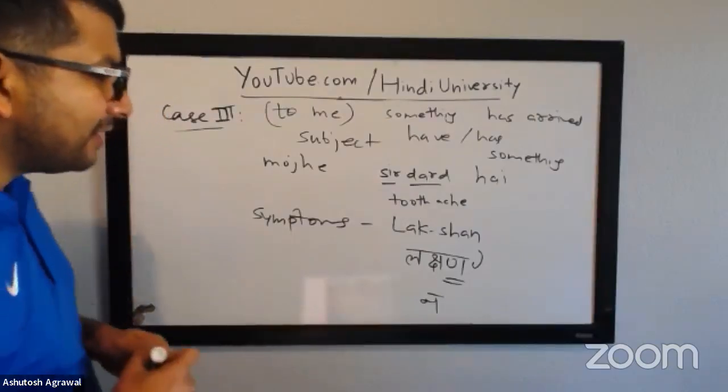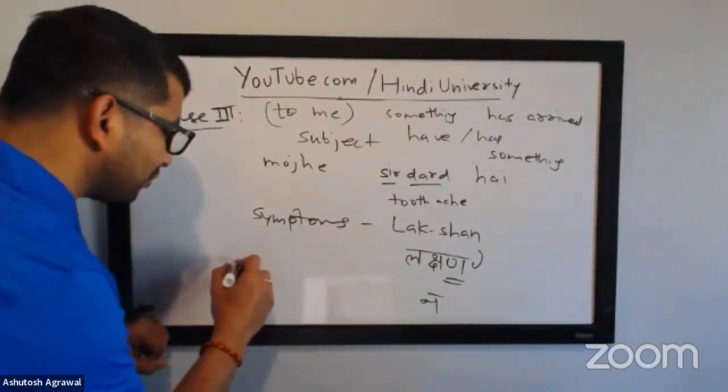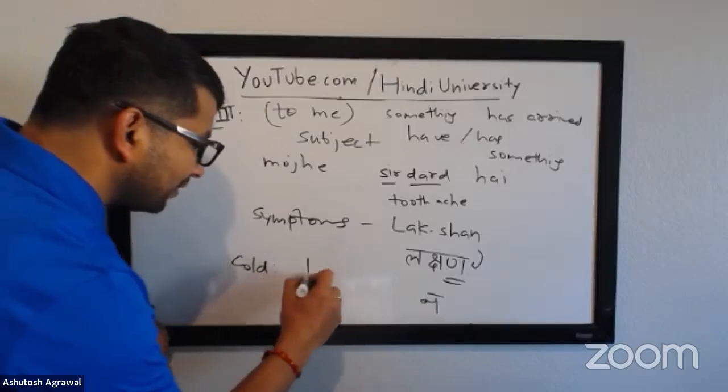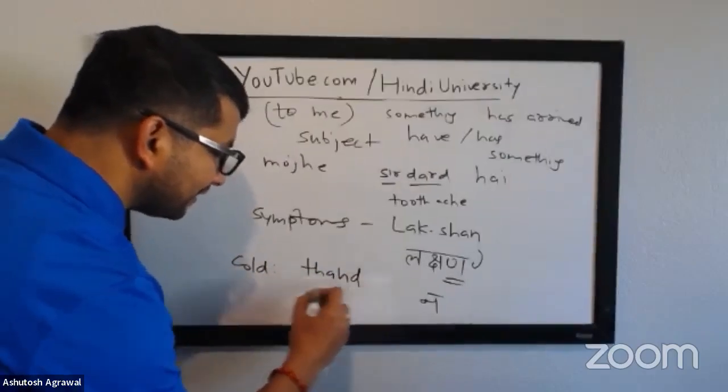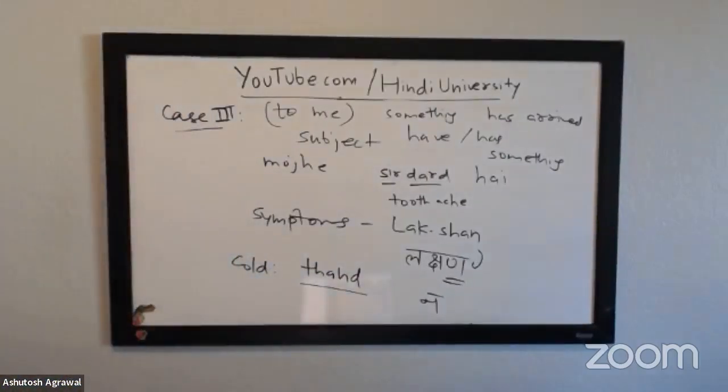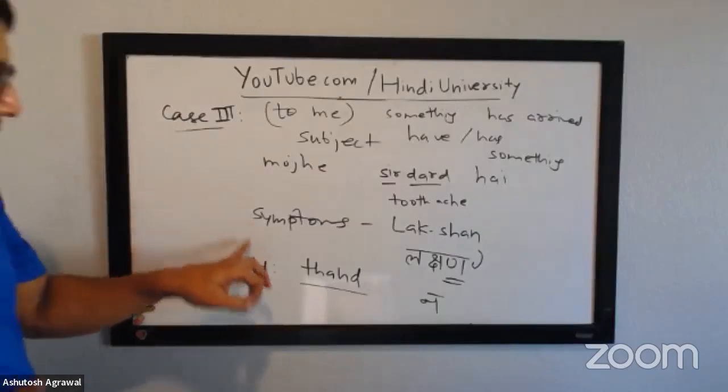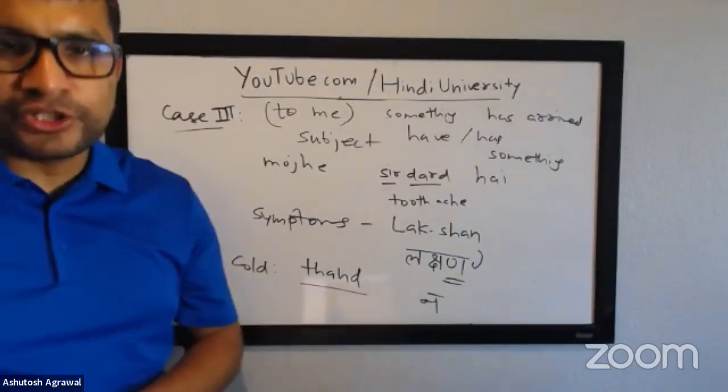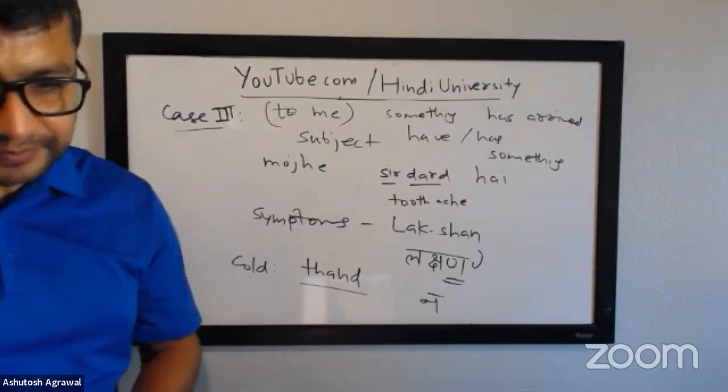Okay, ठंड is the other one. For the cold, मुझे ठंड है और मुझे ठंड लग रही है. Okay, that's the other one that you asked. Lakshan is a good one, I would use that. And cold, ठंड, I would use that. मुझे ठंड लग रही है. I'm feeling cold. Thank you.